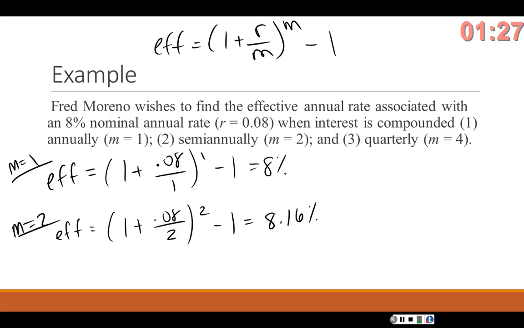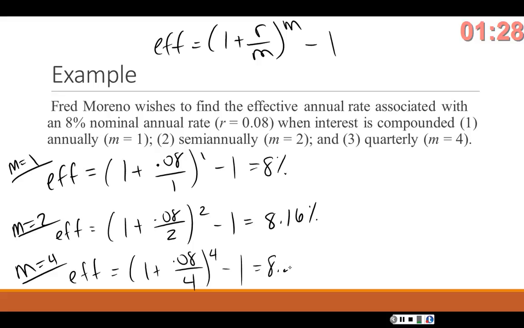Additionally, if this were the opposite, if he were paying a loan and interest was compounded more frequently than annually, he's actually paying more than the contract says. And finally, m equals 4. The effective rate is equal to 1 plus the stated rate of 8% divided by the number of compounding periods, raised to the number of compounding periods, minus 1, and you get 8.24%.